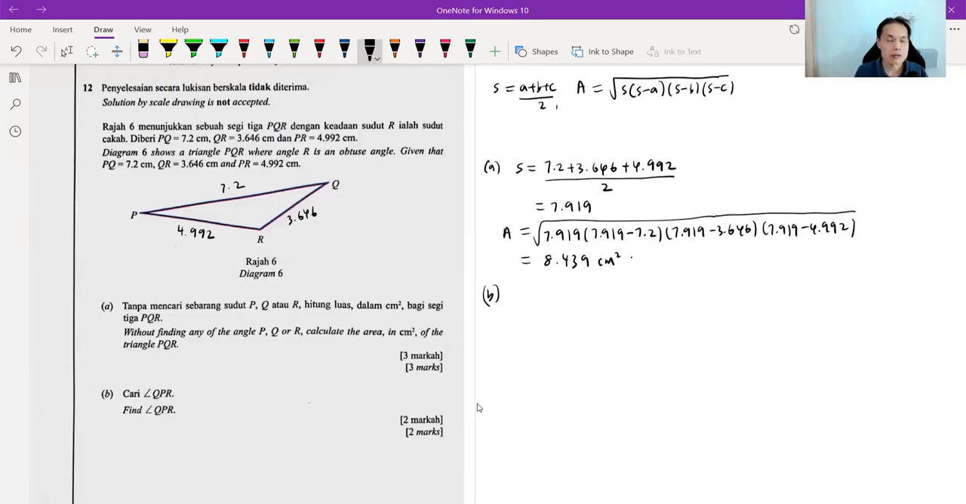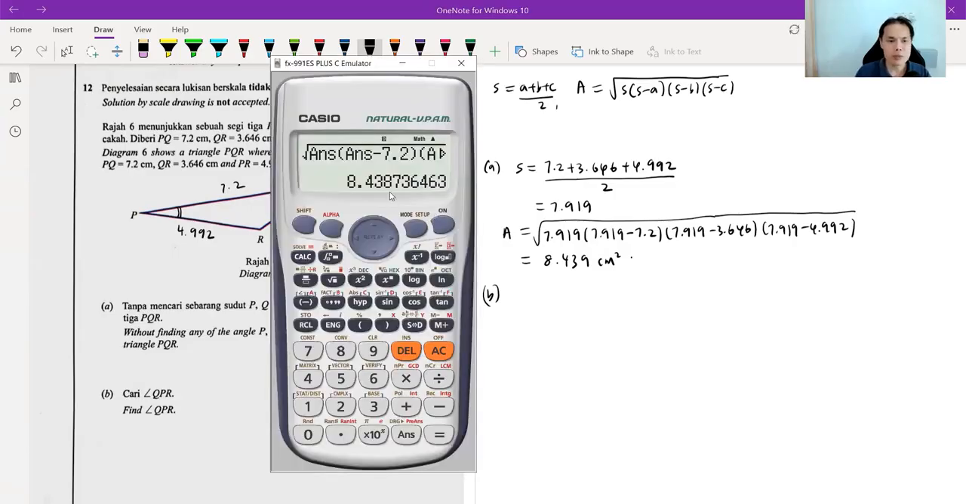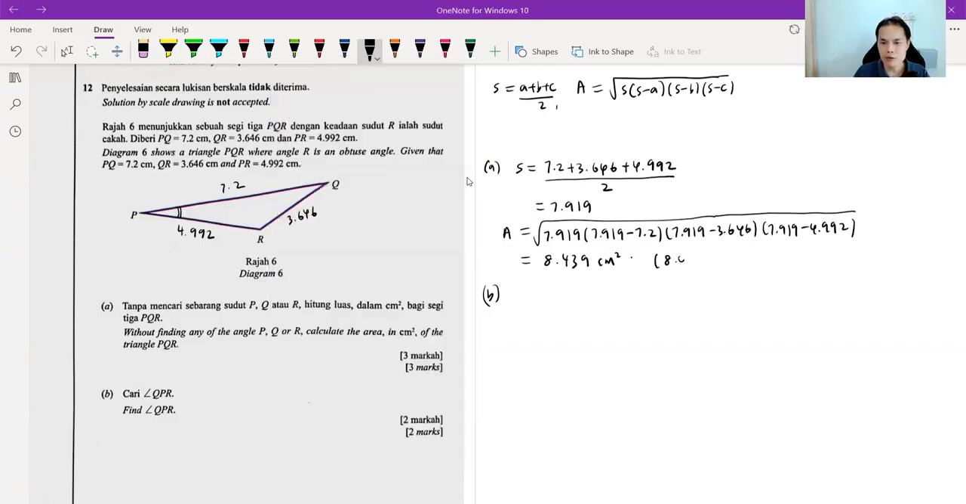Right. Next, part B. Find angle QPR. So QPR is this angle. Now, I already have this area. So once you know this area, I think it's easier to use half ab sine C. Now, if you want to use cosine rule to recalculate the area, you can, but I like half ab sine C. But if you want more decimal points, just to make sure, you can write 8.43874 if you want. Just use this in case you find the answer is not that accurate. But it's actually not necessary, okay?